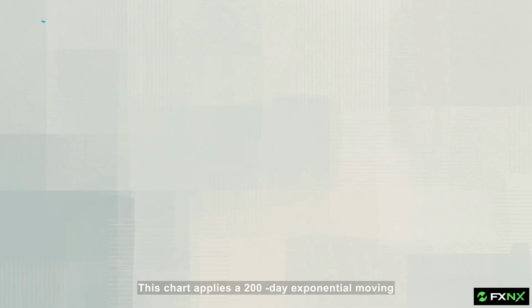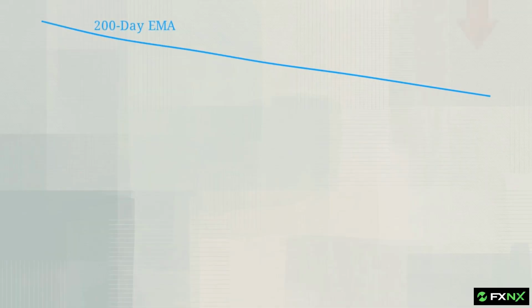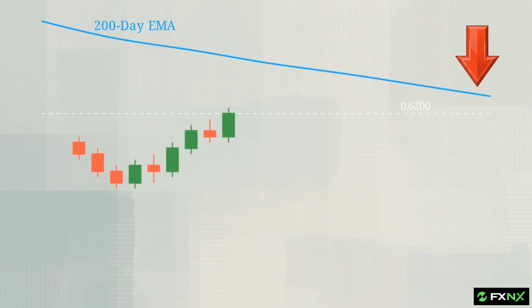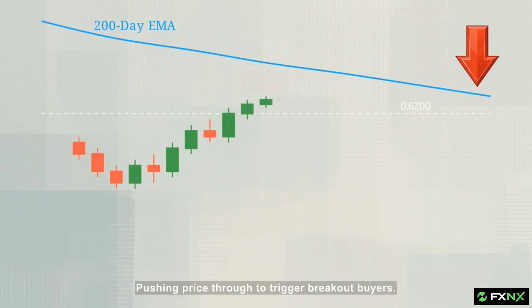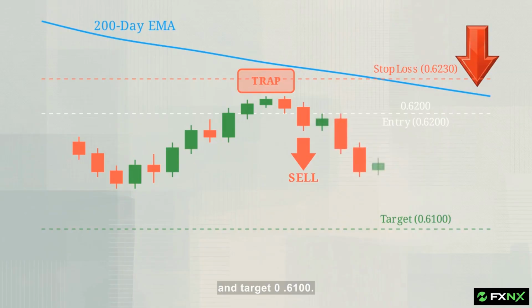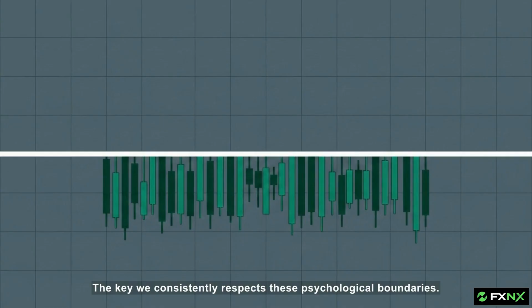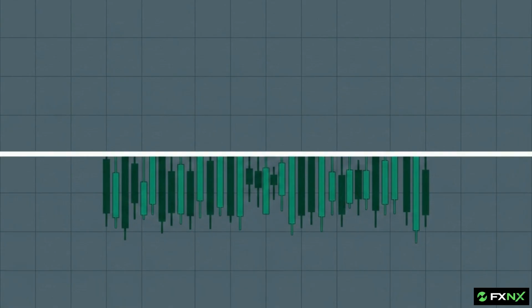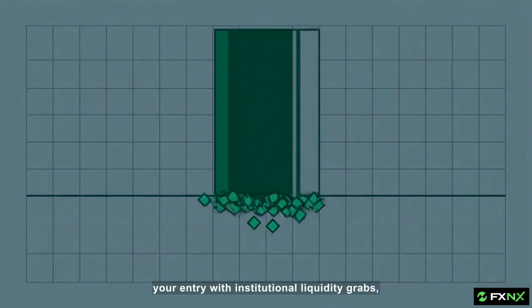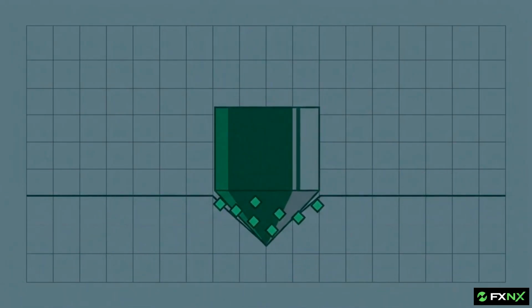This chart applies a 200-day exponential moving average. Below the line, only sell. Institutions trap retail traders at major psychological levels, like 0.6200, pushing price through to trigger breakout buyers. Exploit this. Wait for a close below 0.6200. Enter short, stop at 0.6230, and target 0.6100. The Kiwi consistently respects these psychological boundaries. By waiting for the fake-out, you align your entry with institutional liquidity grabs, rather than falling victim to them.